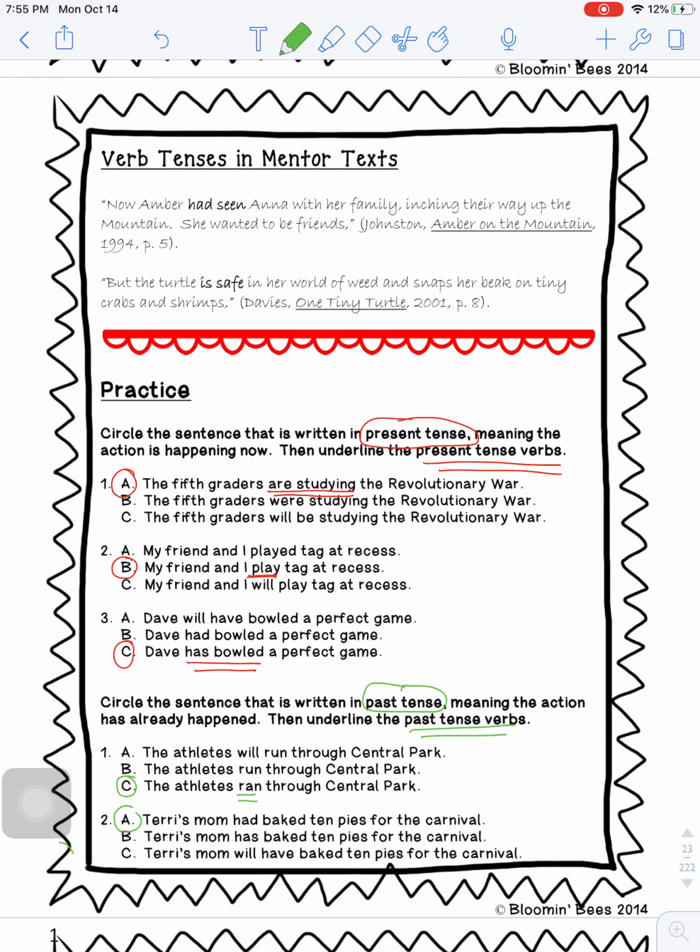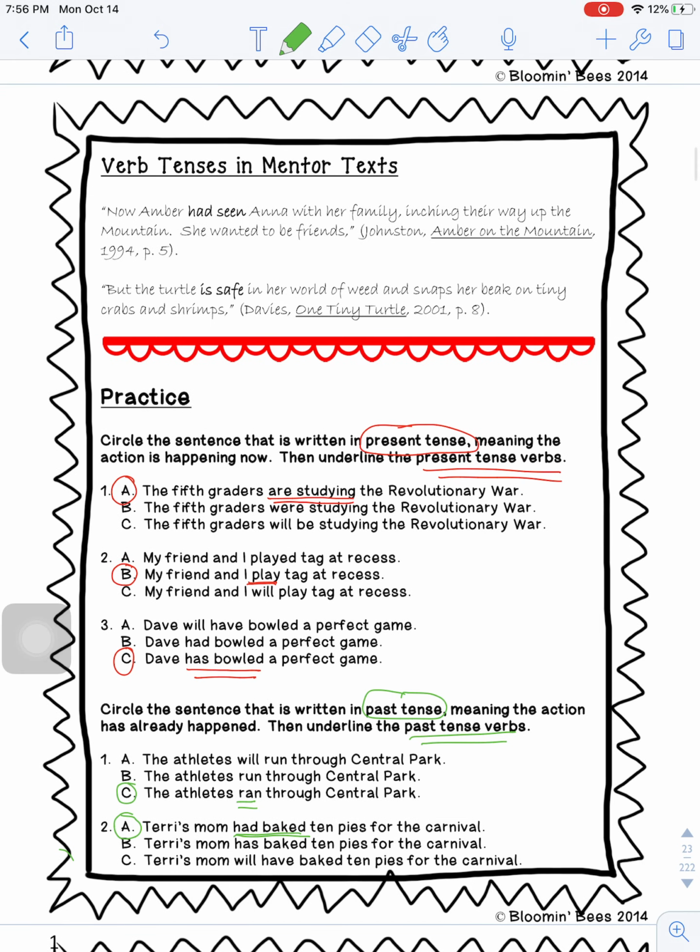And hopefully you say A, okay? And that's because Terry's mom had baked, okay? Had baked. This means she already did it. Has baked, meaning it's happening right as we speak. And will have baked means it's going to happen in the future, right? All right. Hopefully this is helpful.